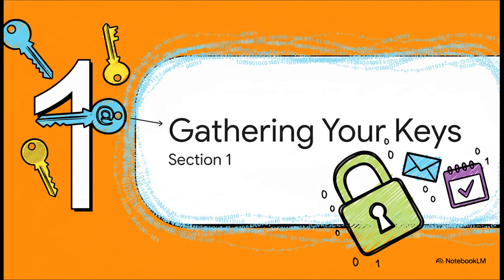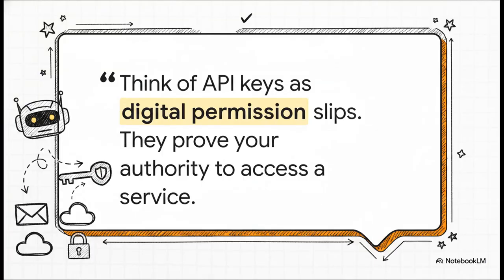All right, so any good project starts with getting your tools ready. And in the digital world, that means we need to gather our permissions. Before our little assistant can even peek at our email or touch our calendar, we have to give it the proper digital keys to unlock those doors. I love this analogy because it's spot on. An API key is basically a digital permission slip. It's a long, secure password that proves our assistant has our permission to access our apps. It's a super important first step, and it's all about security.